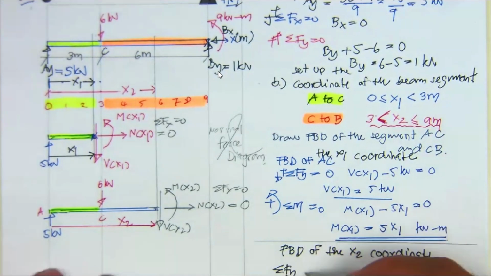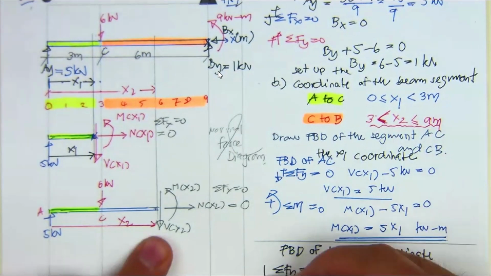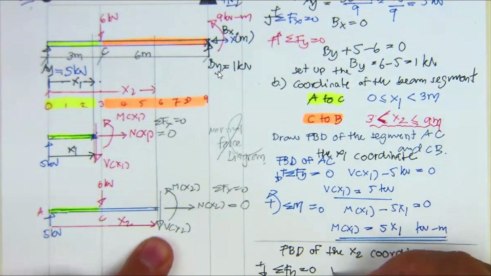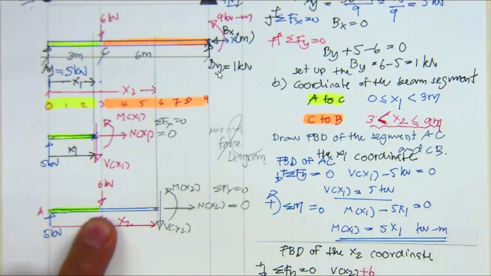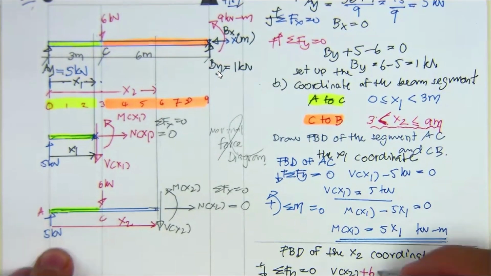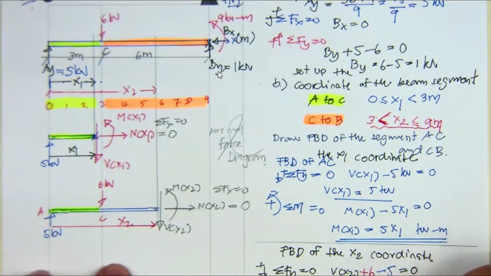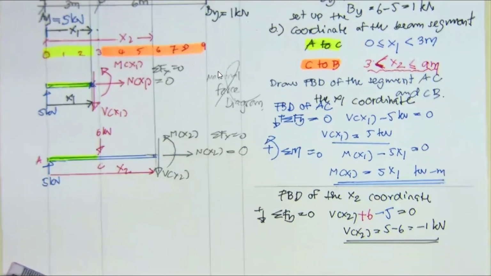Summation of F sub y equal to 0, downward positive. So V sub x2 downward plus 6 downward minus 5 upward, and they are equal to 0. So V sub x2 is going to be 5 minus 6, equal to minus 1 kilonewton. This is going to be the shear force V sub x2.